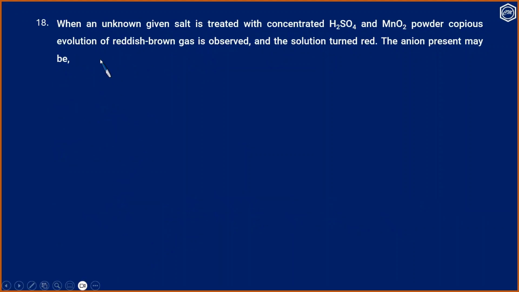Question number 18. When an unknown given salt is treated with concentrated sulfuric acid and manganese dioxide powder, copious evolution of reddish brown gas is observed and the solution turned red. The anion present may be nitrite, bromide, and a fourth option, iodide. And we know that concentrated sulfuric acid produces bromine when reacted with the bromides. So the correct option should be the third one, that is bromide.